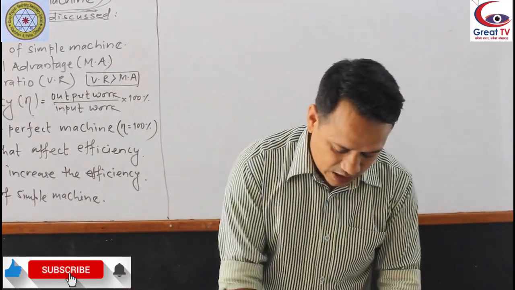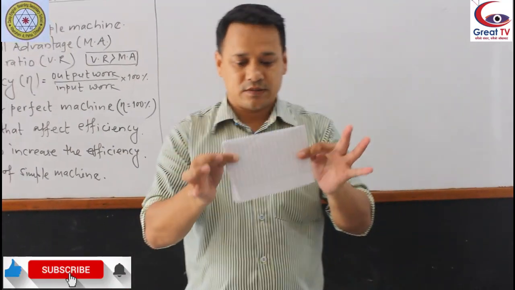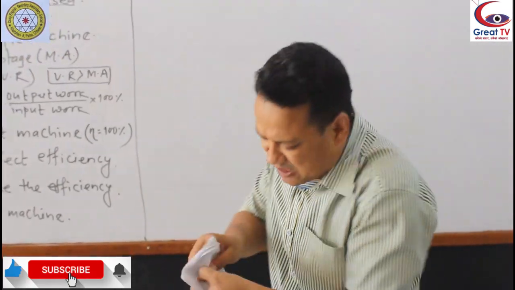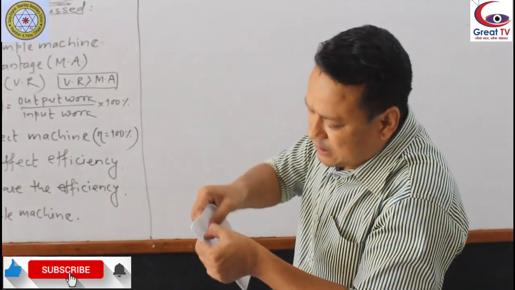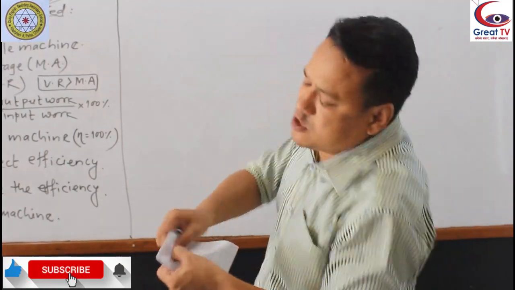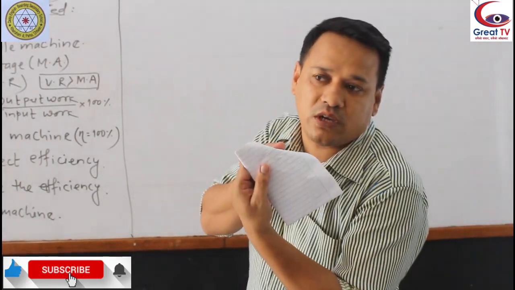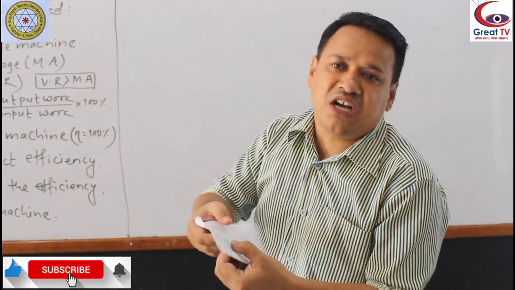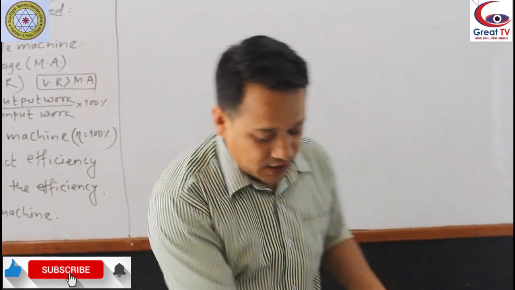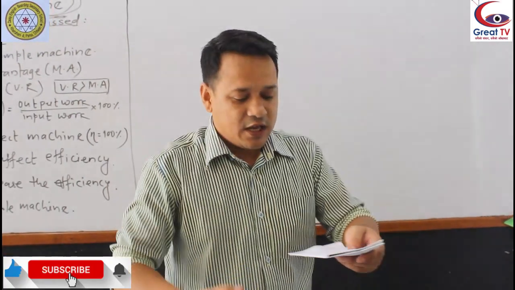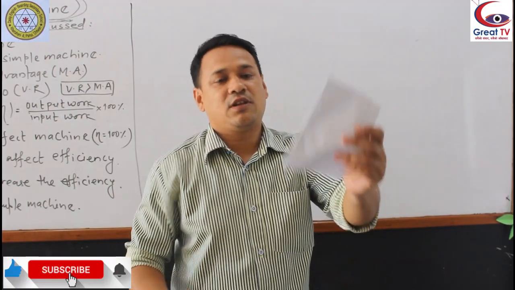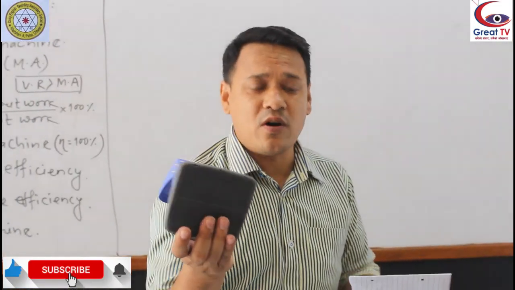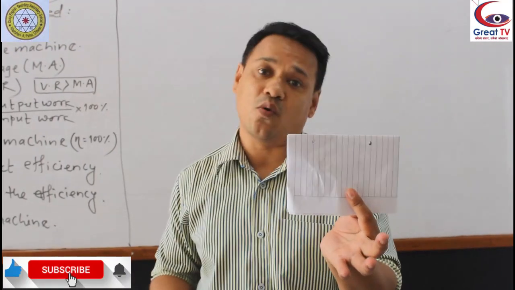Like here is a paper. To make a hole in this paper is very difficult. To make a hole in this paper, I have to use more effort. Even by using more effort, it is not possible to make a hole. But here I have another simple machine. If I use it, look here, it became a hole. It means using less effort, I can complete the work.